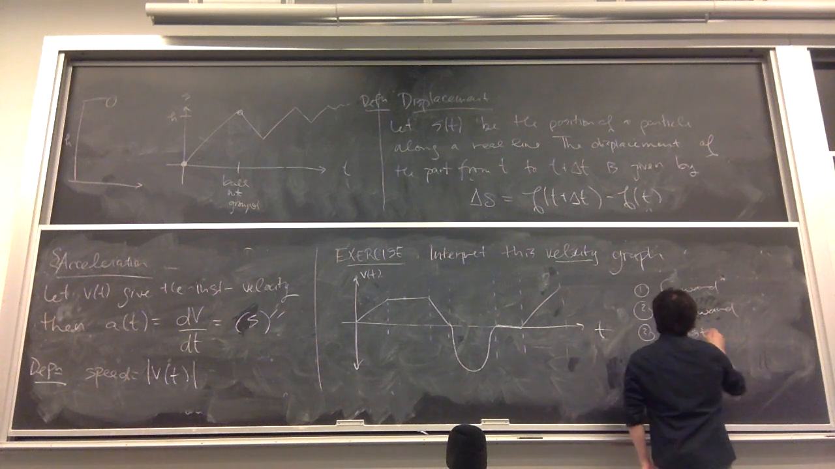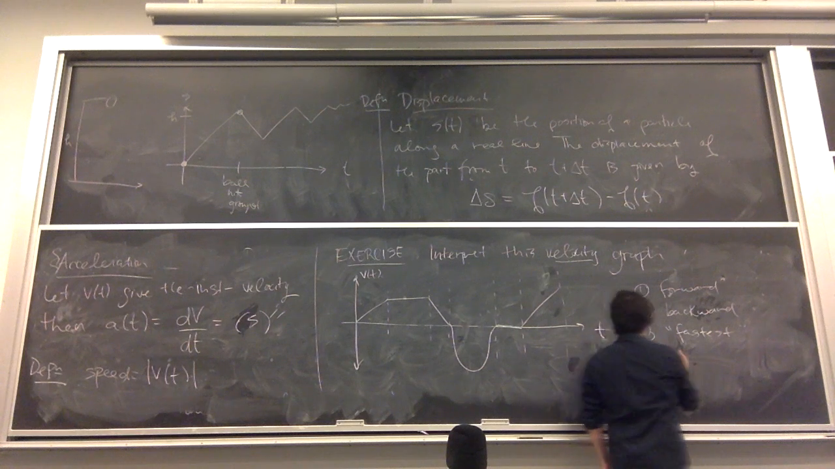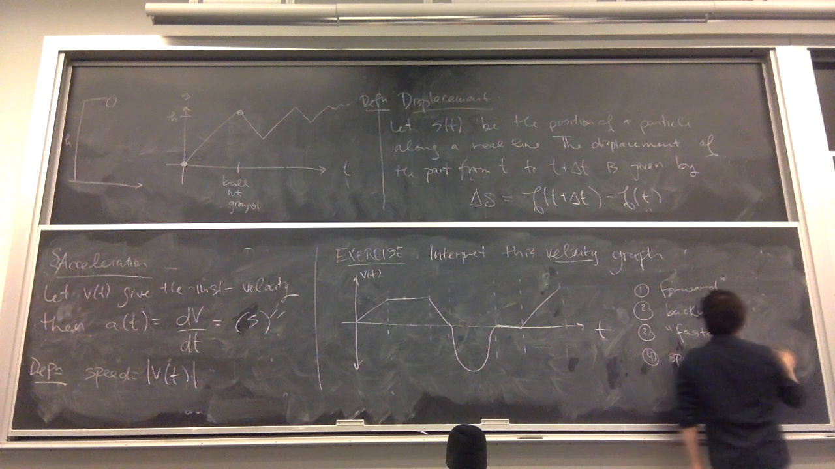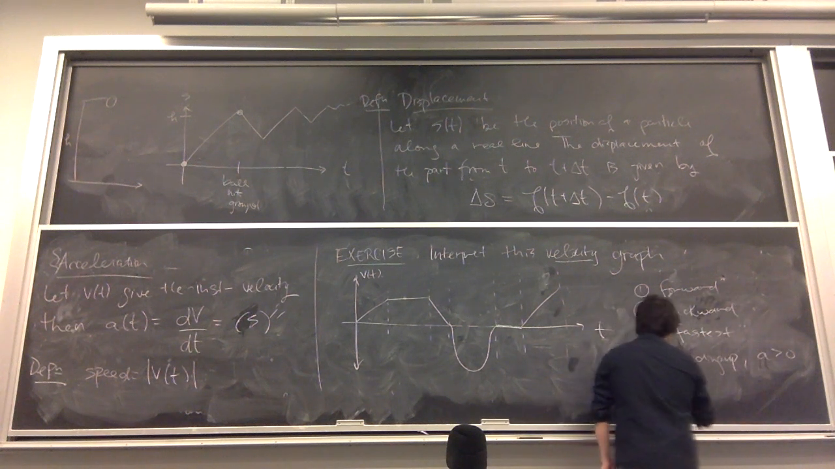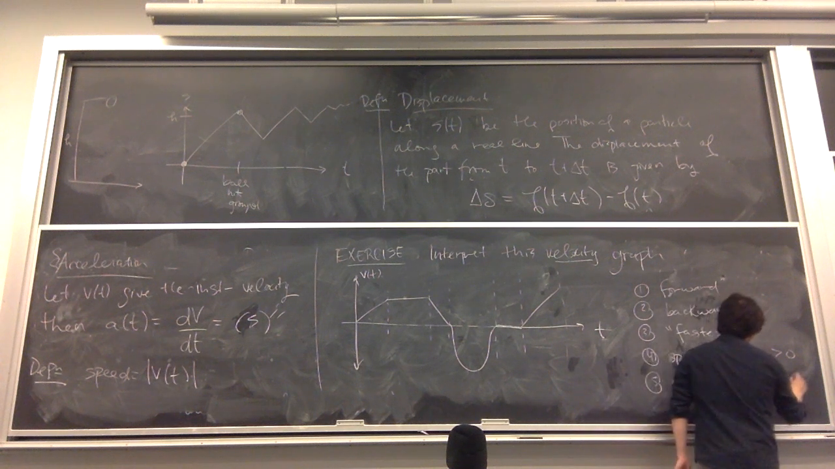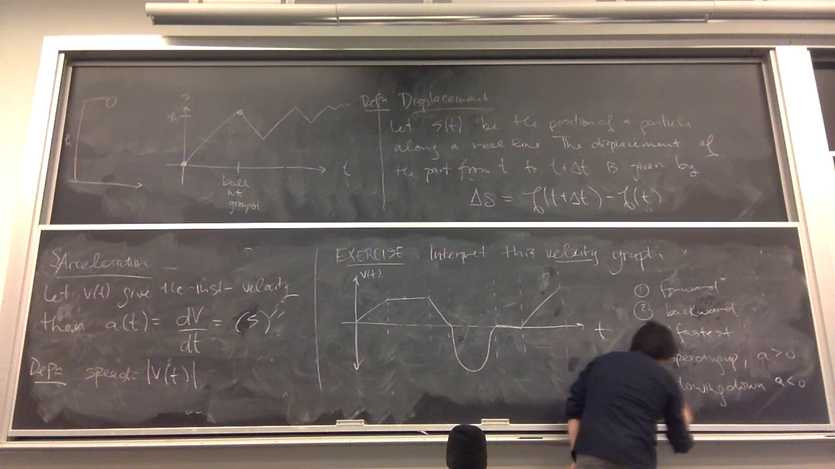So, forward, backward. Where is the particle moving the fastest? Where is it speeding up? That is to say, where is its acceleration greater than 0? Where is it slowing down? That is where the acceleration is less than 0. And then where is it steady?